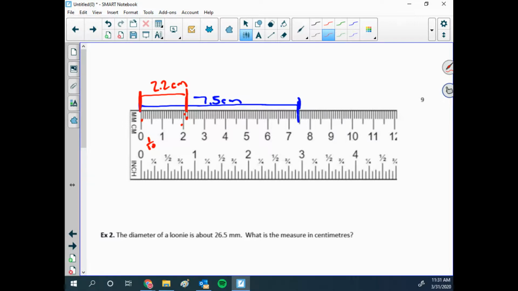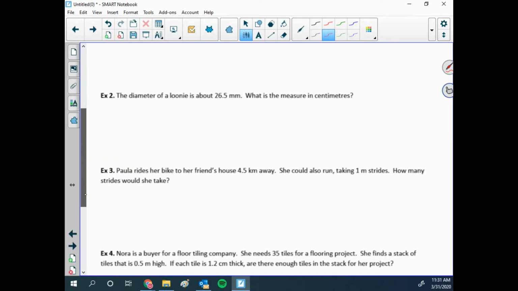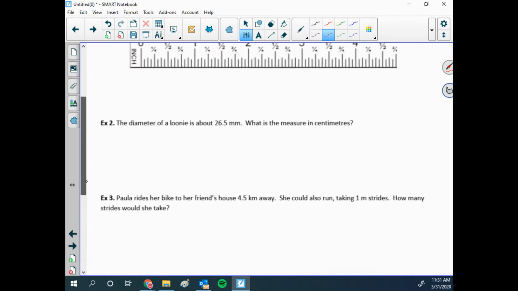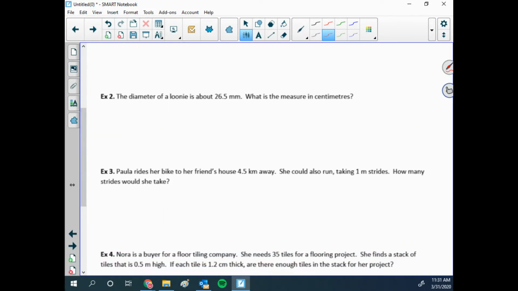All right, next one, the diameter of a loonie. I have a few more examples here, some word problems. It says the diameter of a loonie is about 26.5 millimeters. What is that measurement in centimeters? Really, it's just a conversion problem with a little bit of extra words in there. All they're asking is to change 26.5 millimeters to centimeters.